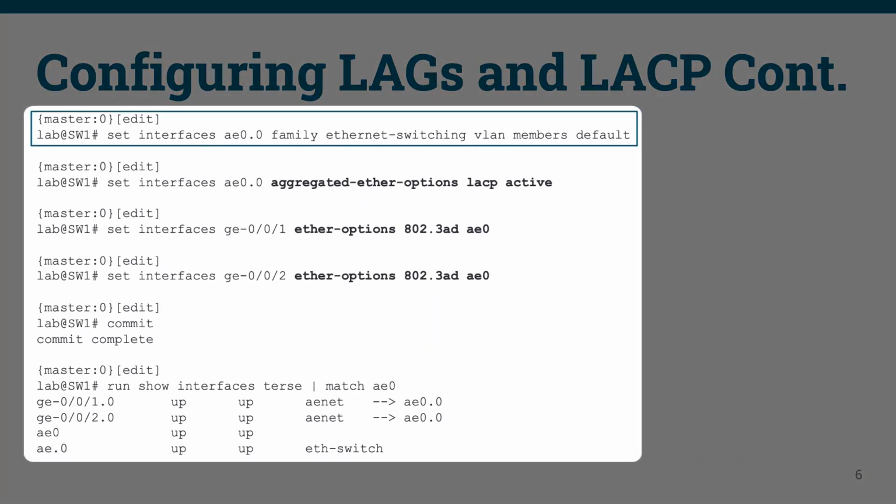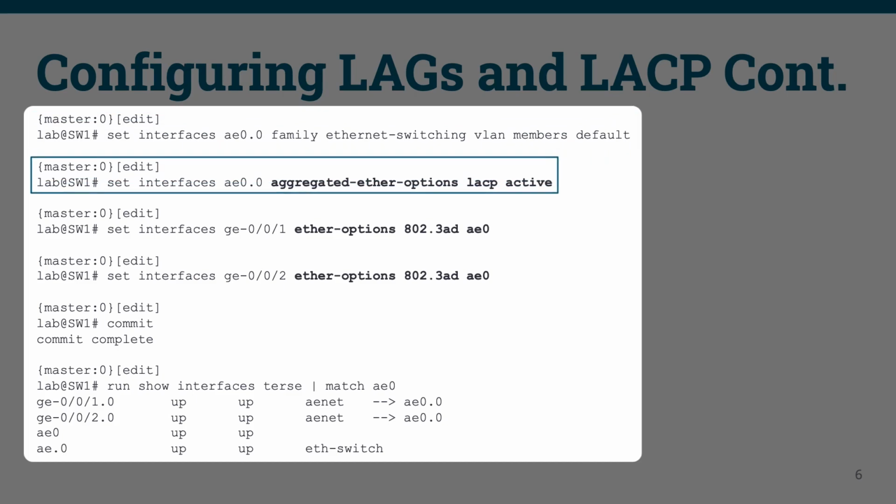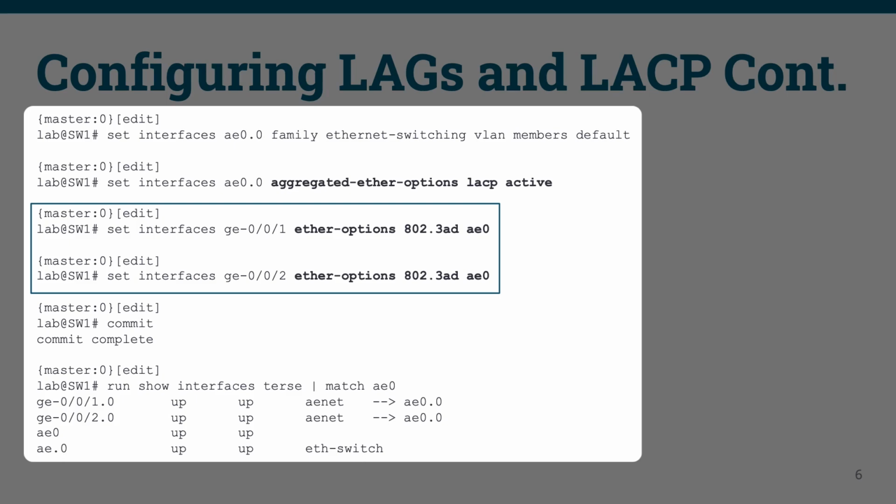Here, at the top, we see that we can configure the AE interface just like any other interface, where we're configuring the Ethernet switching protocol family and the VLAN membership of the interface. LACP is configured under the aggregated ether options configuration hierarchy under the logical unit 0 on the AE interface. Here, we're setting the interface to participate in active mode, meaning it will originate LACP control frames in an attempt to form a lag. Member interfaces are added to the lag under the ether options configuration hierarchy of the physical interface you wish to add to the lag.